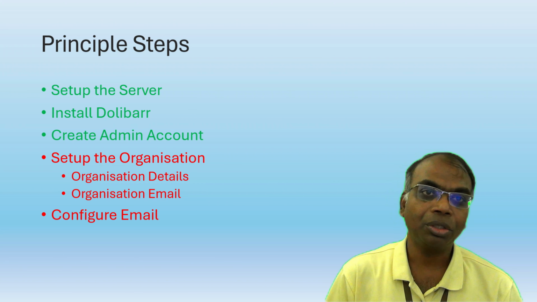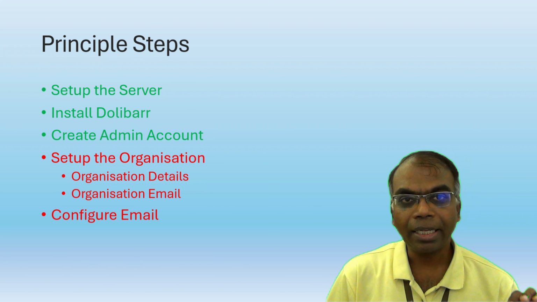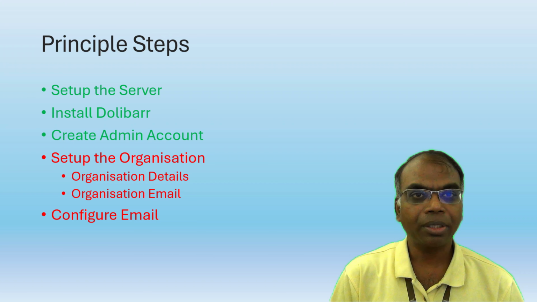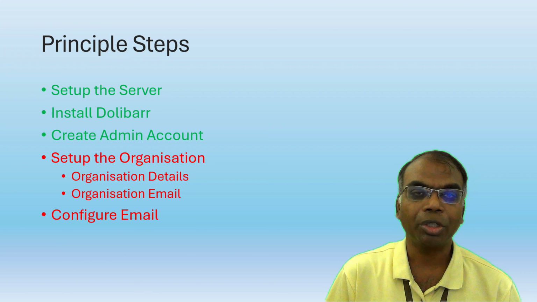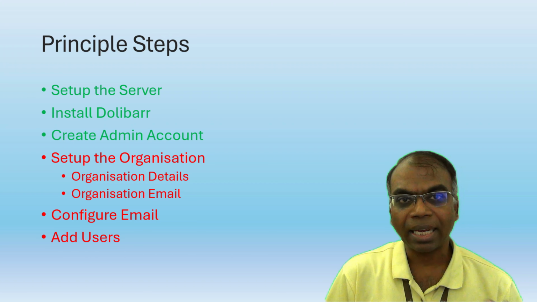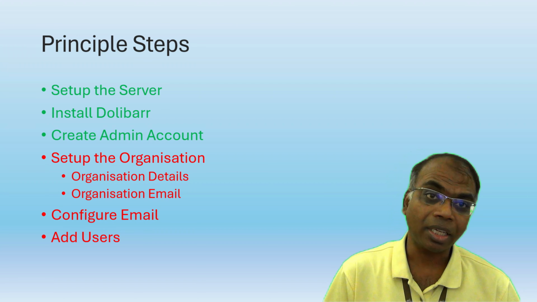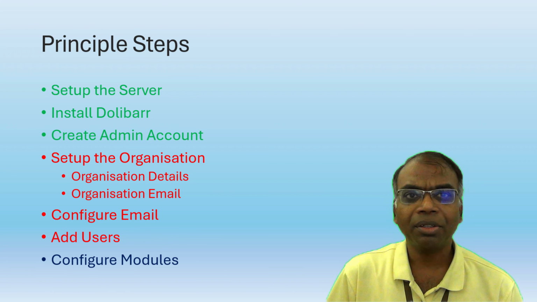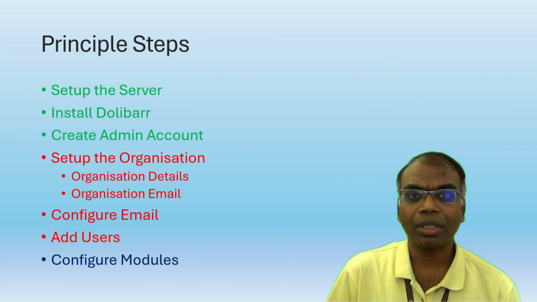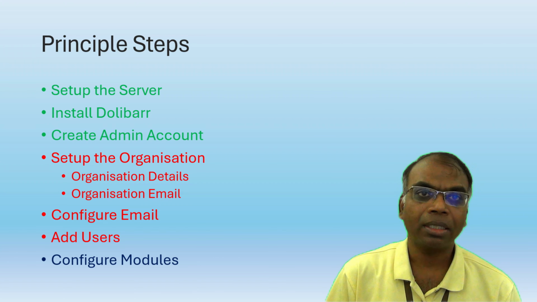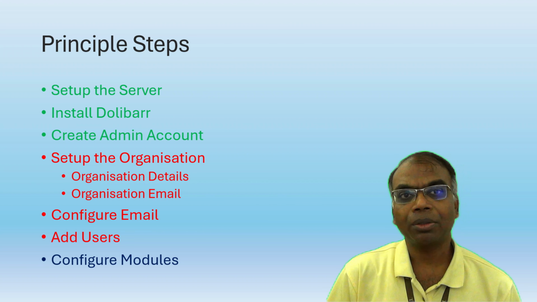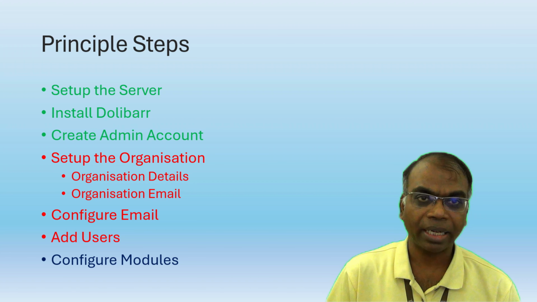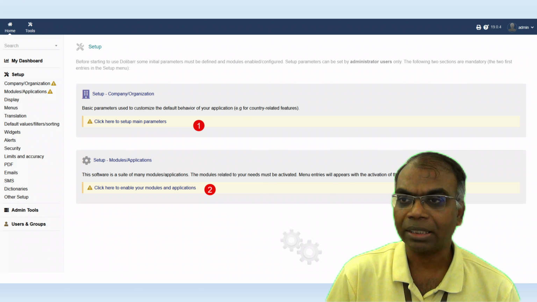And after that, you need to configure the email system. So essentially you need to tell how the email is going to be sent. And once you do that, you can add users. When you add users, the email will be sent to the users directly. Finally, you have to configure the different modules. There are many modules in the system. You need to choose the module which you want, and once you activate that module, you can go and make the changes.